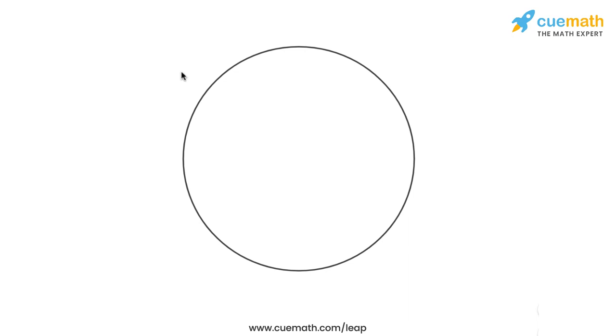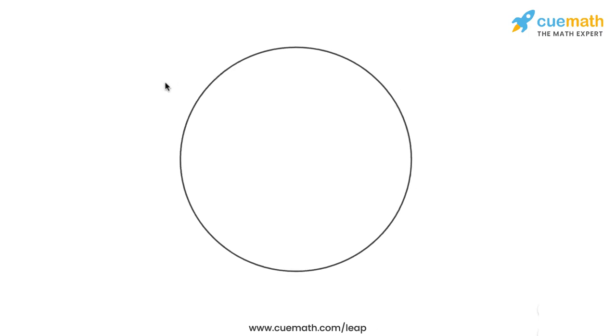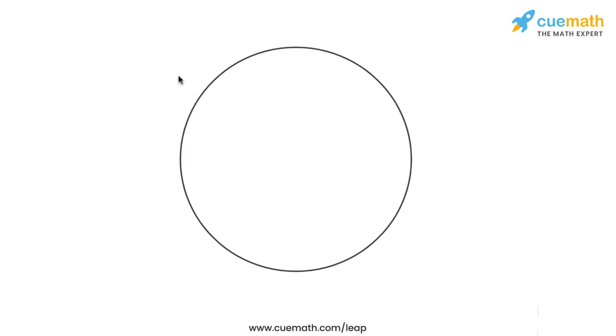So here's a simulation which shows a circle. The center is not shown. We have to do a construction to locate the exact position of the center. Now the result that we're going to use to solve this problem is that if you take any chord of the circle and if you draw its perpendicular bisector, then that perpendicular bisector will pass through the center of the circle, because the center is equidistant from all points on the circle.